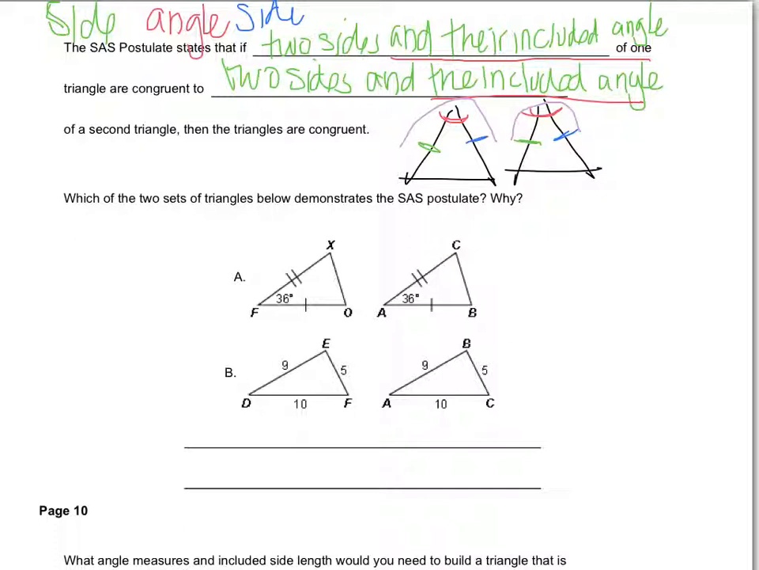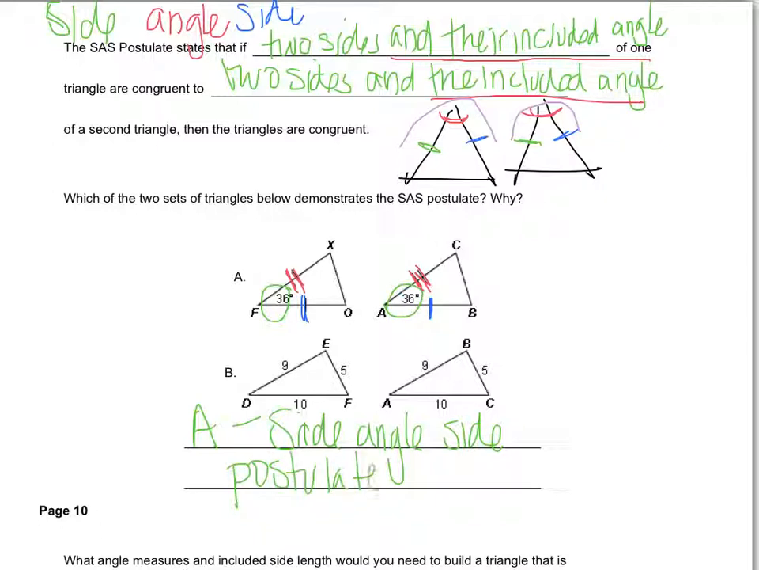So we have this example down here, this question of A and B. It says, which of the two sets of triangles below demonstrates the side angle side postulate? So that means I should have two sides and the angle in between them. So if I look at A, it tells me that FO is congruent to AB. It tells me that 36 and 36, my angle A and my angle F, are the same. And then I know that FX is congruent to AC. So I have two sides and the angle in between them. So that means the answer A is true by the side angle side postulate.